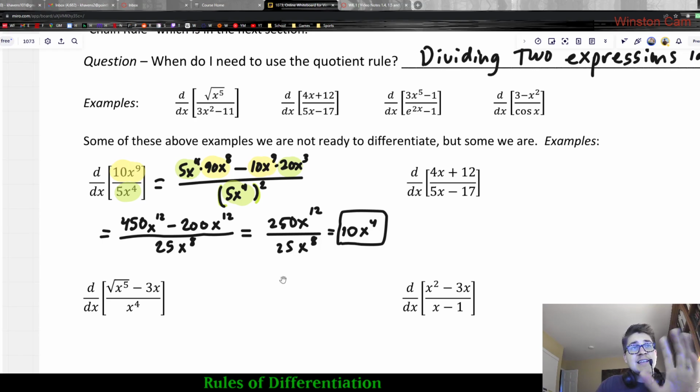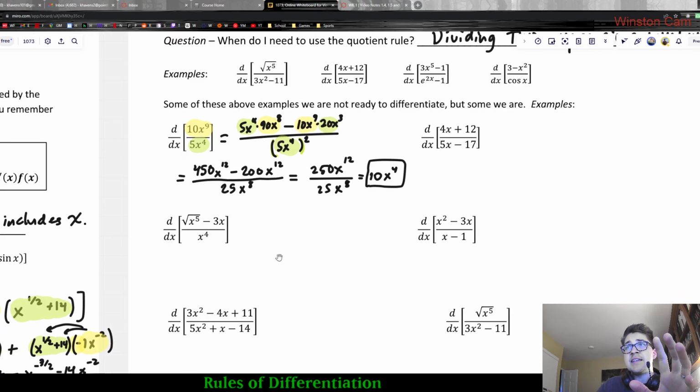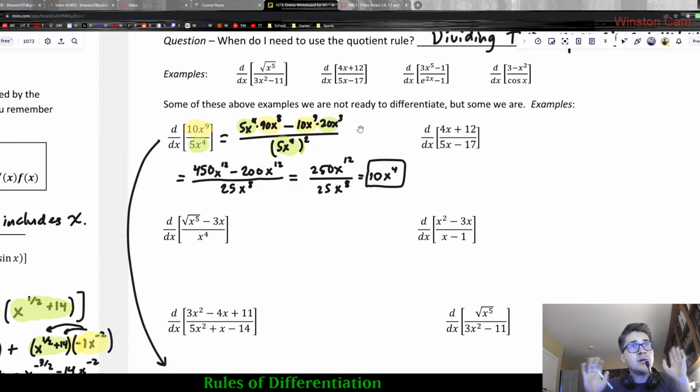And as I was saying at the beginning of this example, this is not the smart way of solving it. Actually, simplifying it would be a lot easier. But my whole point is sometimes you can't simplify it and you have no choice but to use the quotient rule, because again, the quotient rule will always give you the correct derivative when you're solving with fractions.